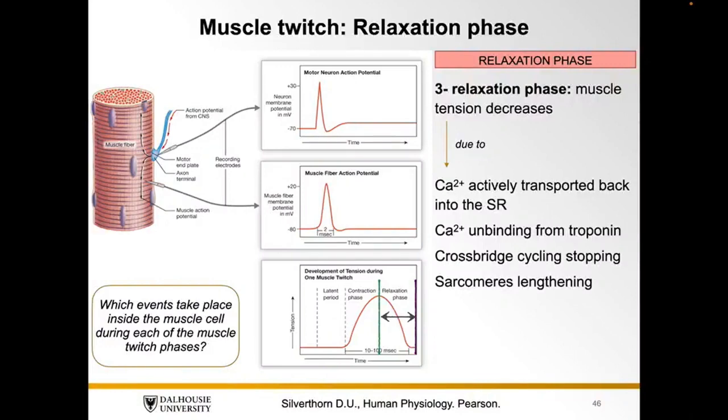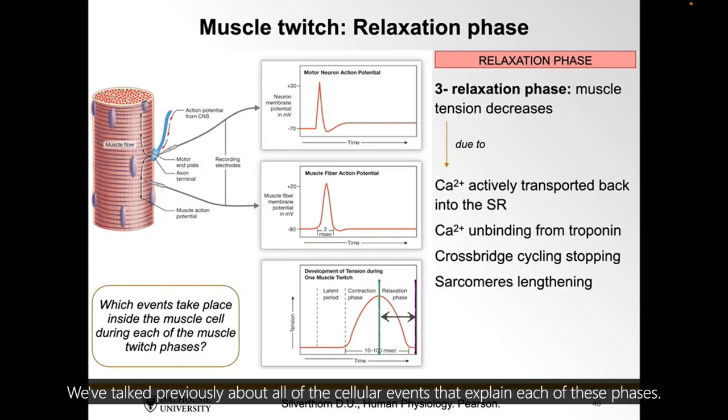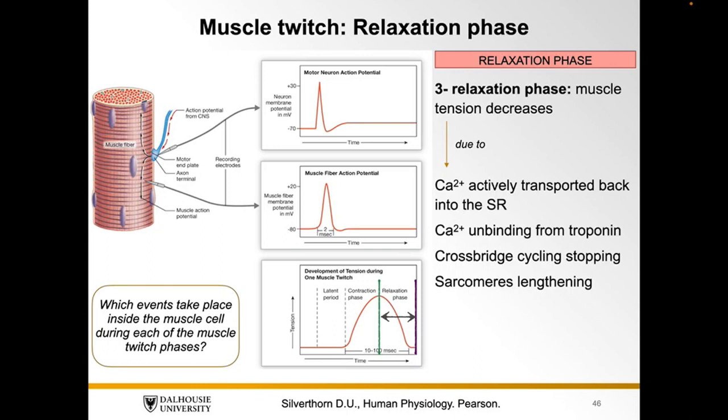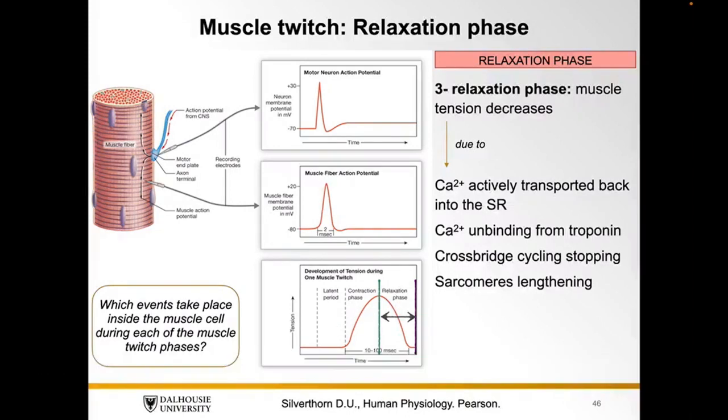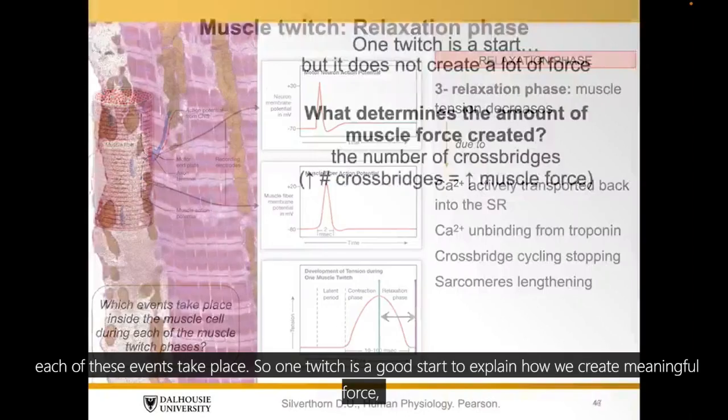So if we look back at the twitch as a whole, the latent period, the contraction phase, and the relaxation phase, these concepts aren't new. We've talked previously about all of the cellular events that explain each of these phases. So what's new now is just to make sure that we understand when, in the latent period, contraction period, or relaxation period, each of these events take place.